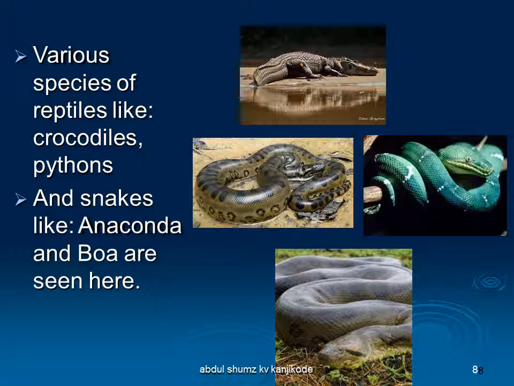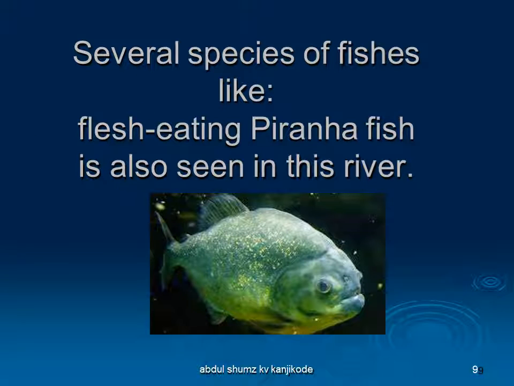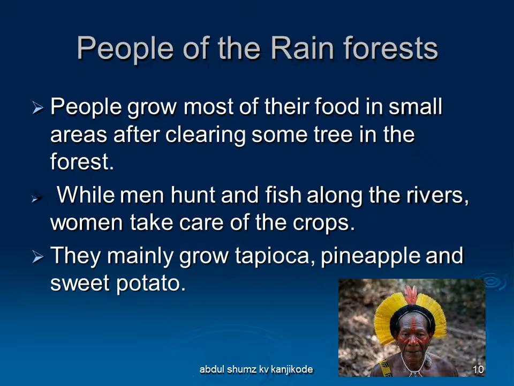The basin is home to 1,000 species of insects. Several species of flesh-eating piranha fish are also found in the river. So this basin is thus extraordinarily rich in the variety of life found here. This is the piranha fish.